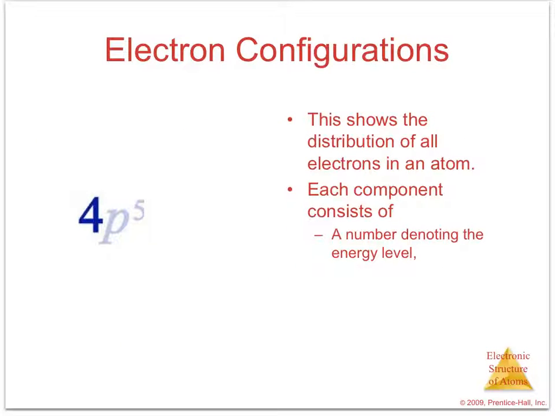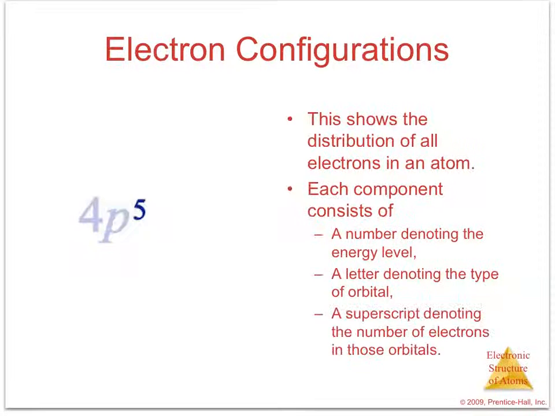So again, electron configurations, we spoke about this earlier. The number at the beginning designates the energy. The letter designates the type of orbital, and the superscript tells you how many electrons are in that type of orbital.